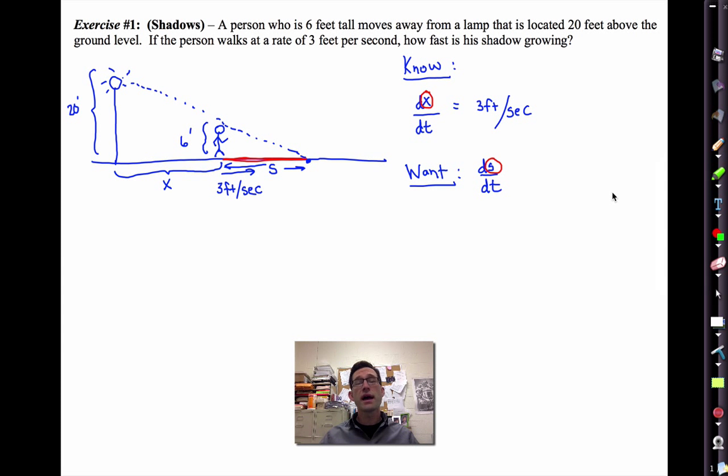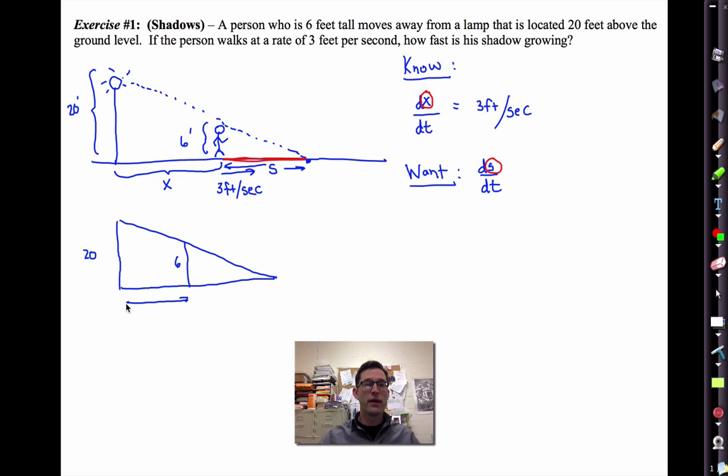All right, this is actually quite challenging for a lot of students because what you have to use is similarity or similar triangles. So what I'm going to do is take this picture, draw it down here, and do a snapshot of time. Sorry about how poor it looks. Right now I know this is 20, and I know this is 6. I know that this is x, and I know that this is s.